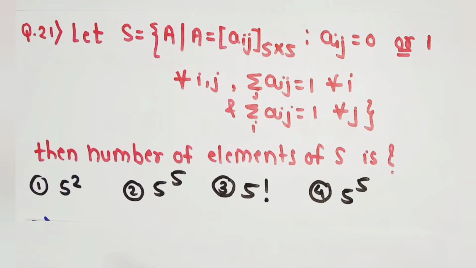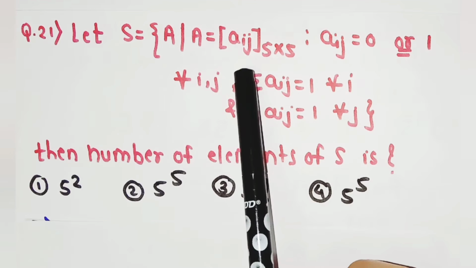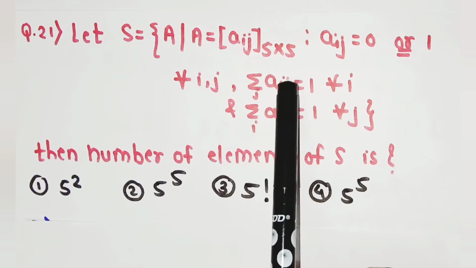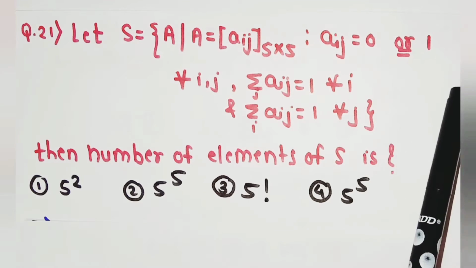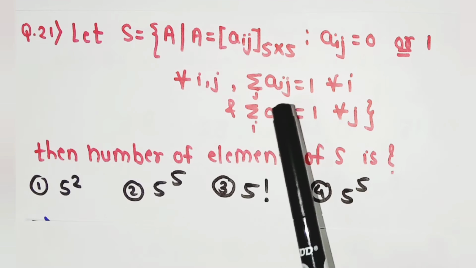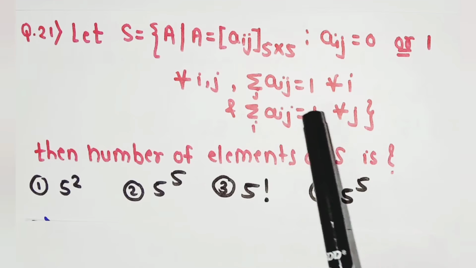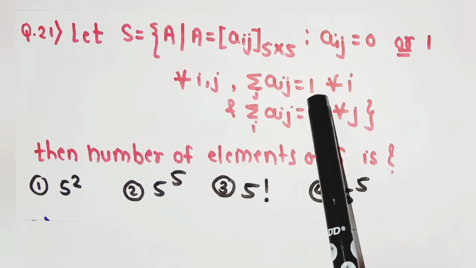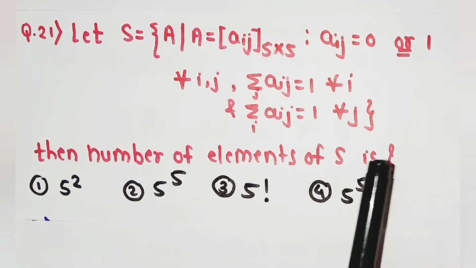This is a question from CSIR NET June 2011. In this question, we have a set S which contains a matrix A of order 5. Each entry Aij is either 0 or 1, and we have two more conditions: every row sums to 1 and every column sums to 1. Then we have to find the number of elements of S.